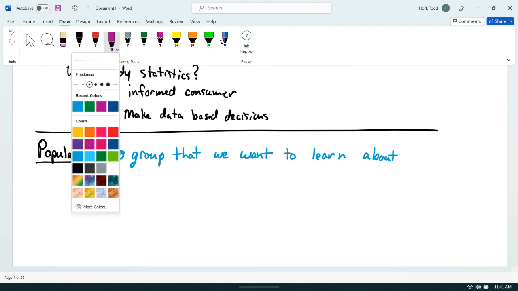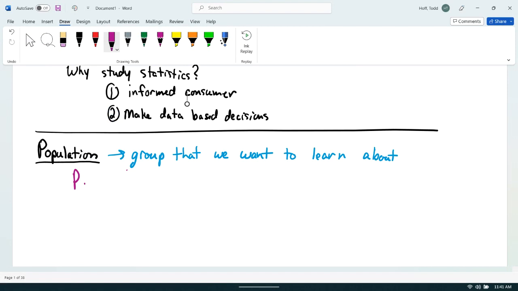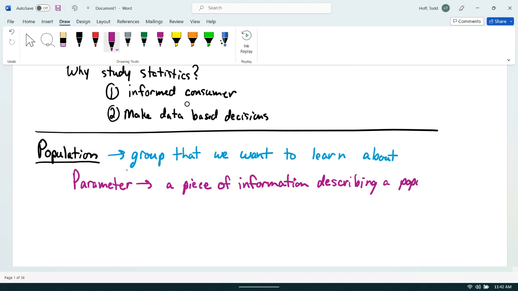As we look at that population, there's something called a parameter. And a parameter is a piece of information describing that population. Now, in many cases, there's a lot of parameters out there describing a population. But we are looking at one thing that we want to learn about that population. So there's something more specific called a parameter of interest.